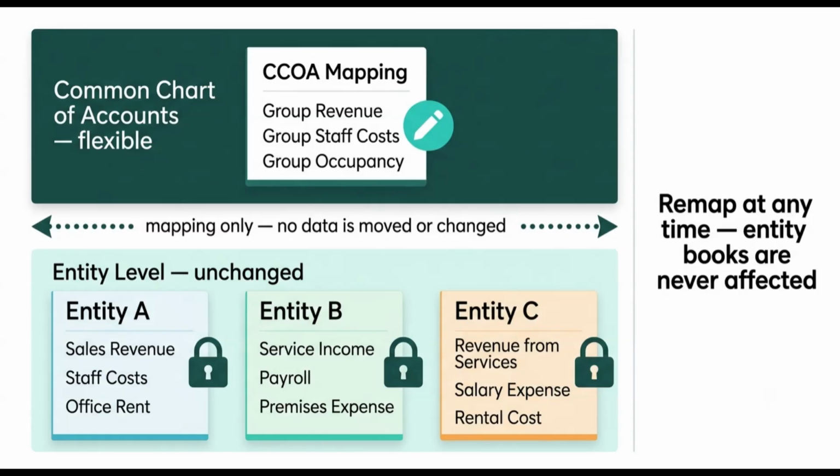This means you can change the common COA at any time. You can restructure your group report lines, or remap accounts to different group lines, without affecting a single entity's books. The next consolidation will simply use the updated mapping.